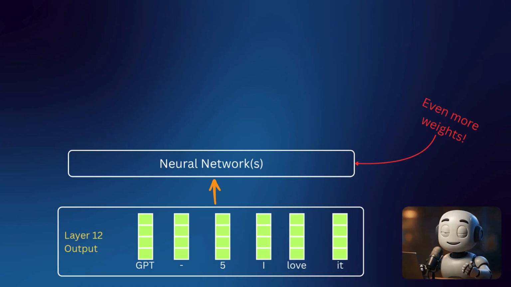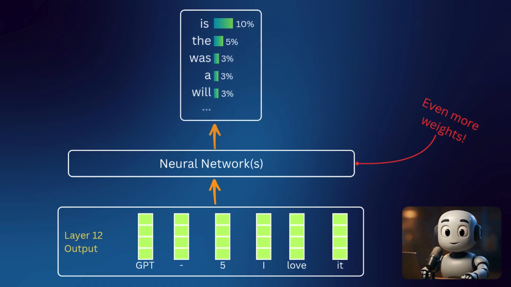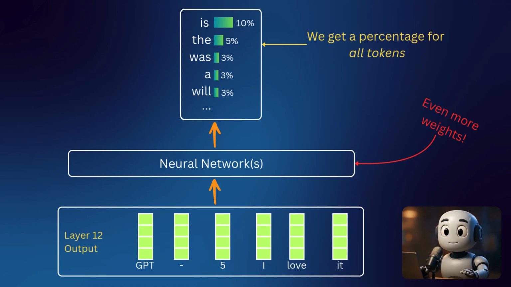And then that network outputs a list of these percentages for every token. We get a percentage for all of our tokens. So remember at the start we said we might have a vocabulary of 50,000 tokens or 100,000 tokens. We get a list of 50,000 percentages or 100,000 percentages. And then we roll the dice and pick the next token according to those percentages. And this is what's happening when you type something into ChatGPT.